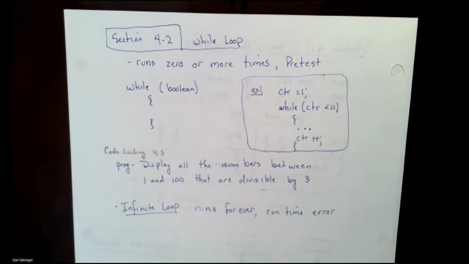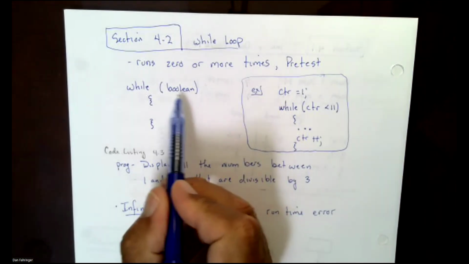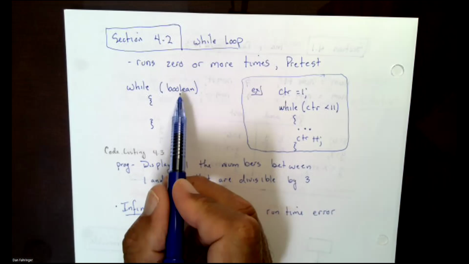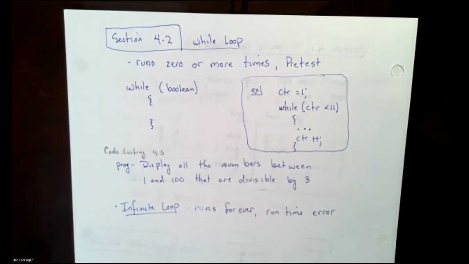The first loop, as I said, runs 0 or more times. It is a while loop. Now, last chapter with our ifs, we did a lot of work with this Boolean. We talked about our relational operators. We talked about our logical operators and so on and so on.